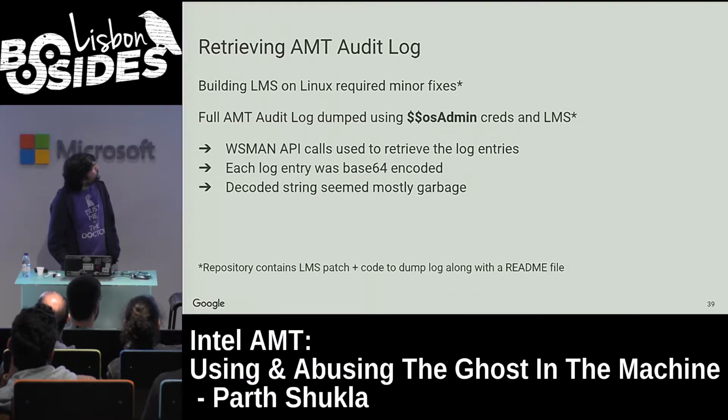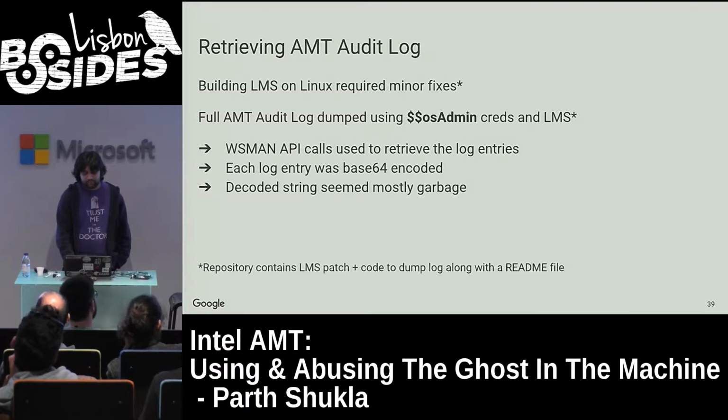So, retrieving the AMT audit log. Building the local manageability service on Linux required minor fixes. The patch for getting it to build is part of the repository that's being open sourced here. The bugs were pretty minor, but I didn't have anywhere to report them since it's not really maintained. It's just a zip file on a website, not a Git repo.